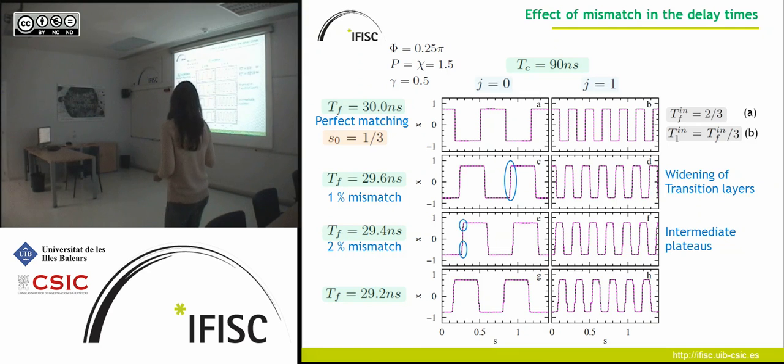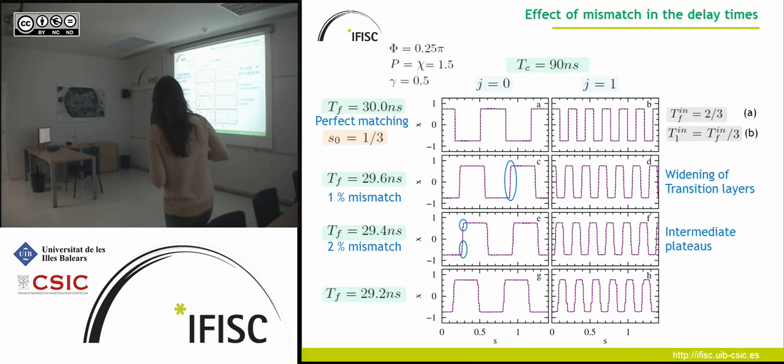Increasing the mismatch a bit more, with a mismatch of the order of 2%, intermediate plateaus appear. And we can see that these plateaus are not centered symmetrically around zero. The plateau with positive values is lower than the plateau with a negative value. We can see also that the solution is degraded. But despite this degradation, the amplitude of the solution is maintained.